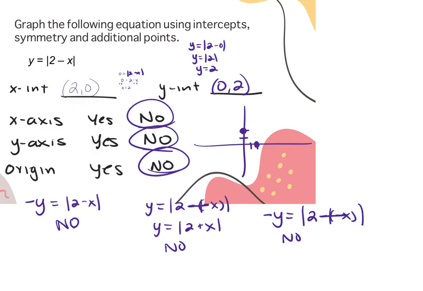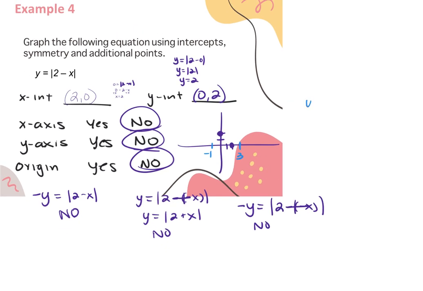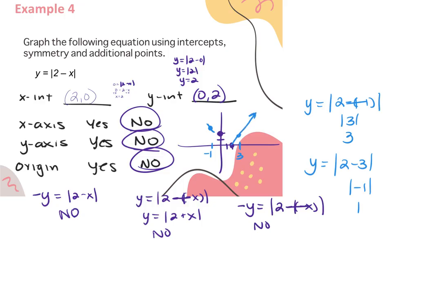So I would plug in a point to the right of the one I got furthest right, and I'm going to plug in a point to the left of the one I got furthest left. So I'm plugging in 3 and -1. So y equals the absolute value of 2 minus -1. That becomes the absolute value of 3, which is 3. So -1, 3, which is consistent with that line raising up. And on the other side, the absolute value of 2 minus 3, the absolute value of -1, which is 1, which is consistent with my V looking like that.